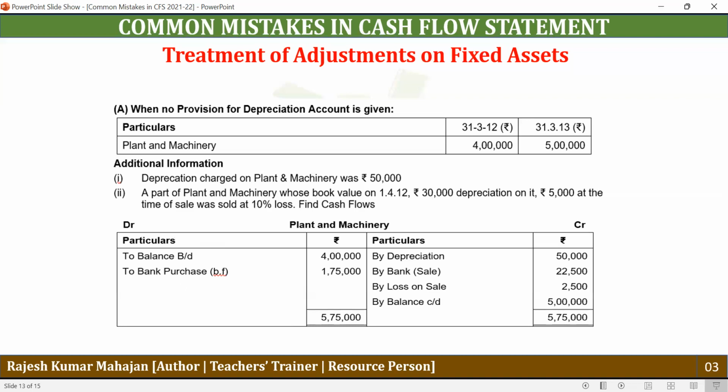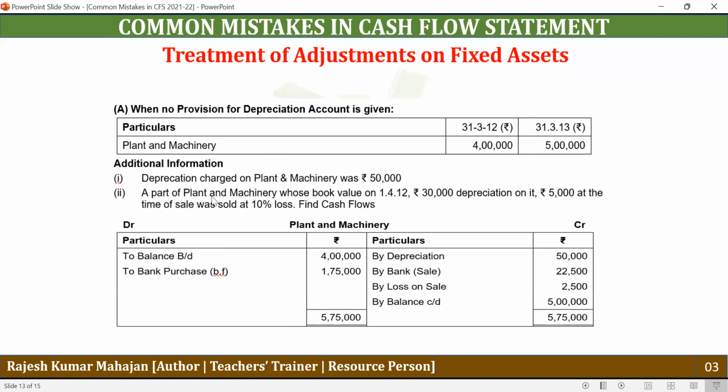So now what you will do, you will prepare the plant and machinery account, and plant and machinery being an asset, the opening balance will be written on the debit side. So first you will write to balance b/d rupees 4 lakh, and then you will write the closing balance on the credit side. At the last, you will write by balance c/d rupees 5 lakh. So after writing opening and closing balances, you will consider the adjustment.